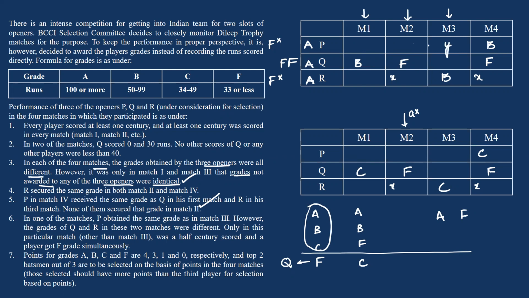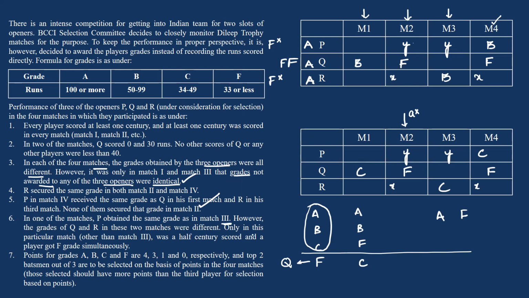Okay. So we are given that in one of the matches, P obtained the same grade as in match 3. However, this match cannot be match 1 and match 3. The reason being Q and R should get 2 different ranks in these 2 matches, and that cannot be B for either. So if this is B in match 3, you'll be having 2 players awarded with rank B. So that should be match 2 only. So P got the same rank in match 2 and match 3. So if this is Y, this will be Y. And we do not know whether the Y is B here or A here or C here. We do not know that.